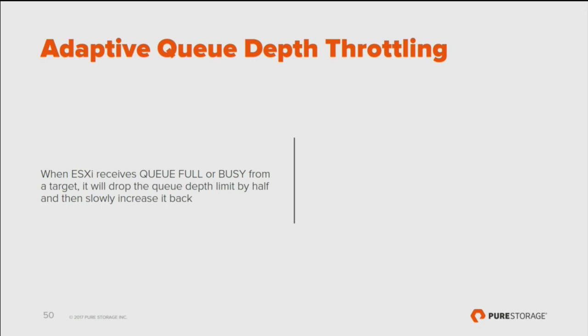If an ESX receives a queue full or busy from that target, from that array for that volume, ESX will drop the queue depth limit in half for that volume. And therefore, allowing basically the array saying, hey, I am just overwhelmed, is what it's saying. You need to slow down now. And that's what ESX does. It slows itself down. All right, these IOs will wait in my queue, not on yours.